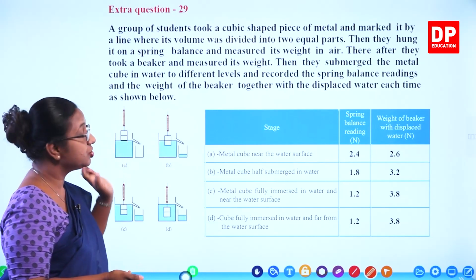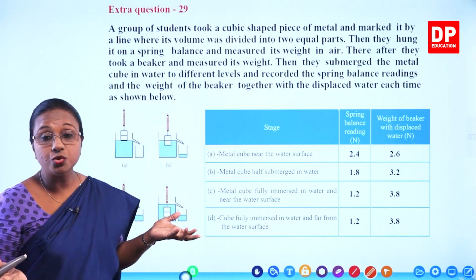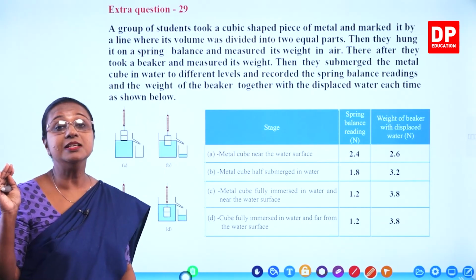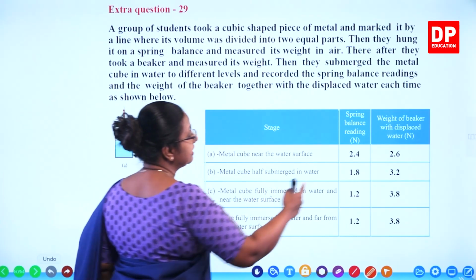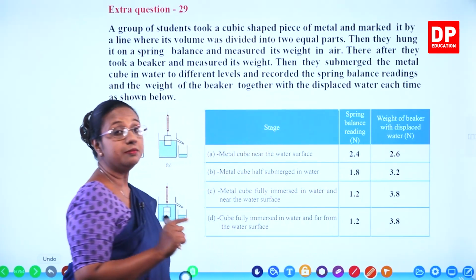Here there is no displaced water. There is no upthrust because it's just above the surface of water. So the weight given here is the weight of the beaker.